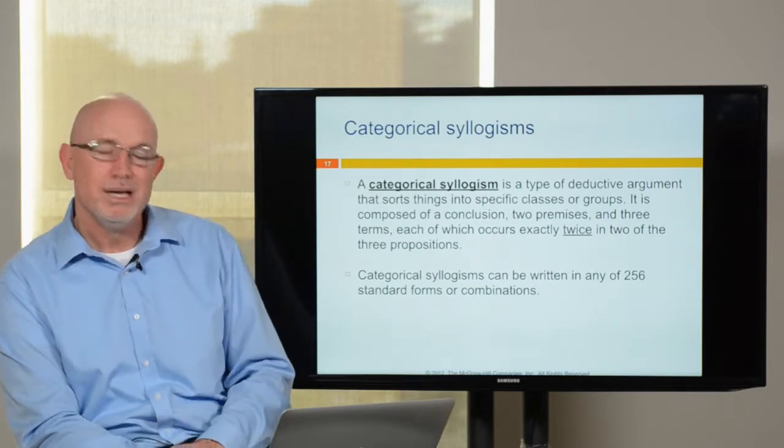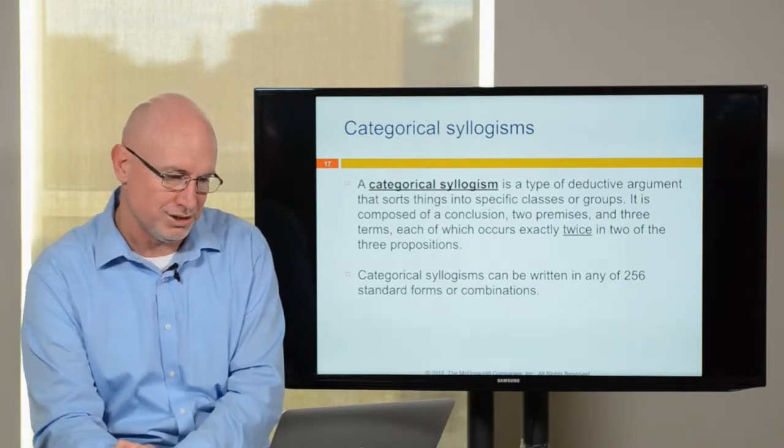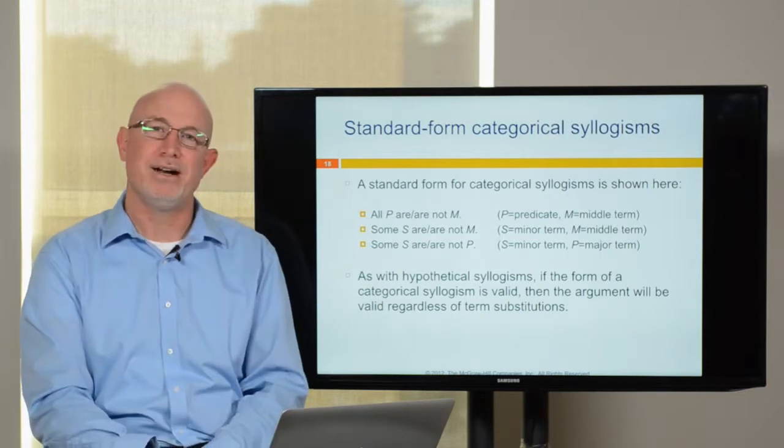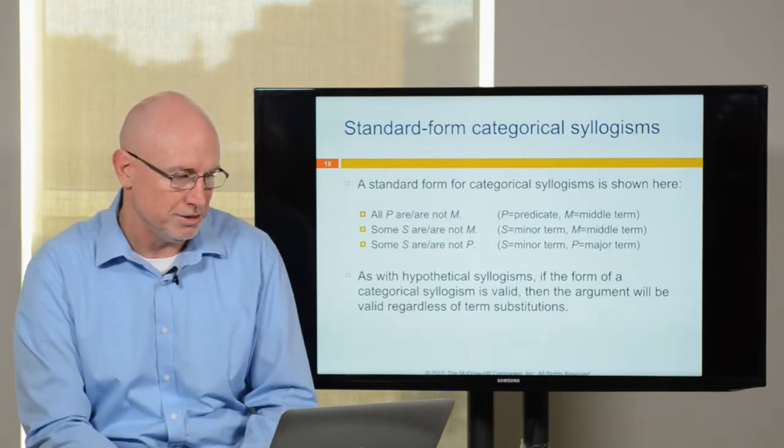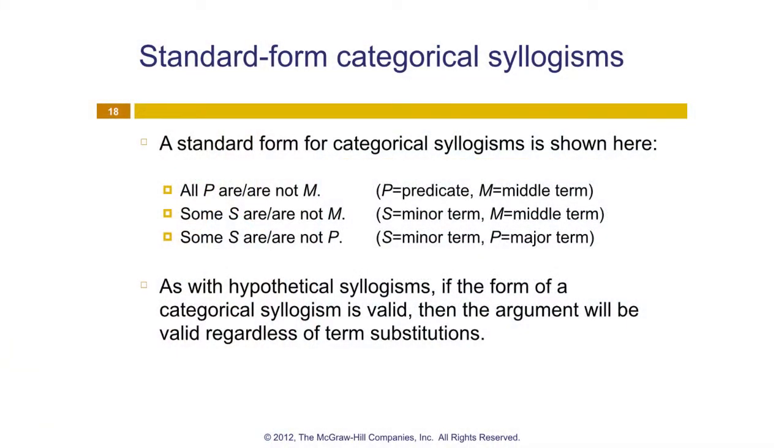I'll just give you some standard forms of categorical syllogisms, and hopefully with the Venn diagrams, this will become clear to you. So a standard form for categorical syllogisms, as opposed to hypothetical syllogisms, is as follows. All P are or are not M. P is the predicate, M is the middle term. Some S are or are not M. S is the minor term and M is the middle term. And some S are or are not P. So S is the minor term and P is the major term.